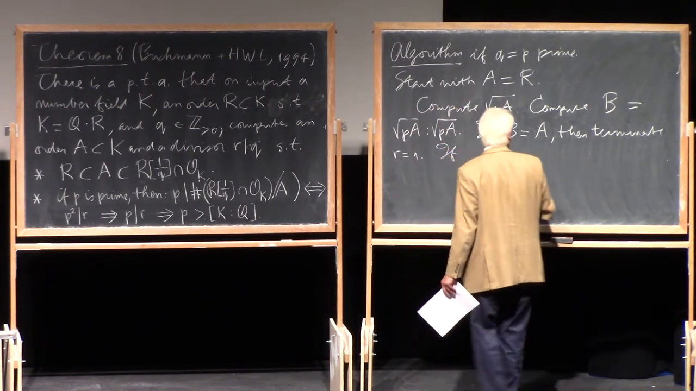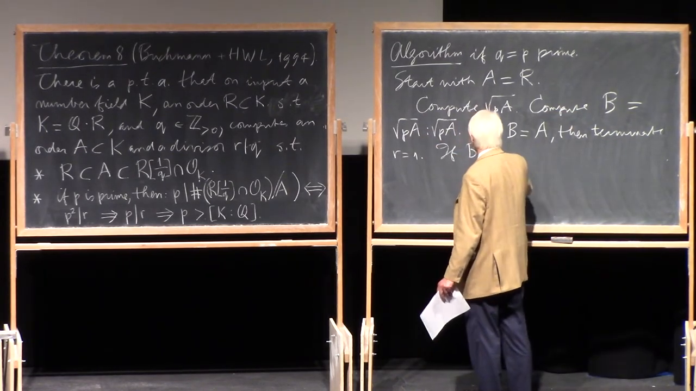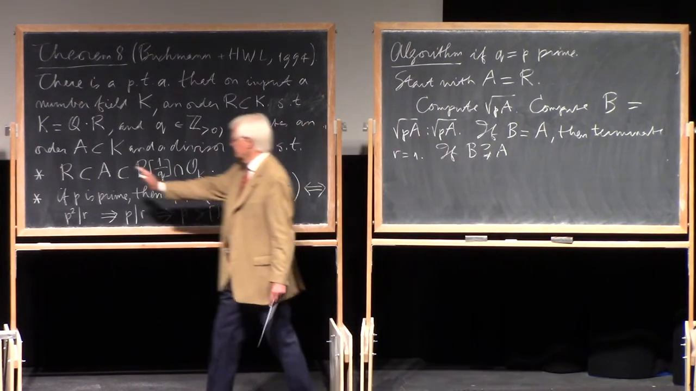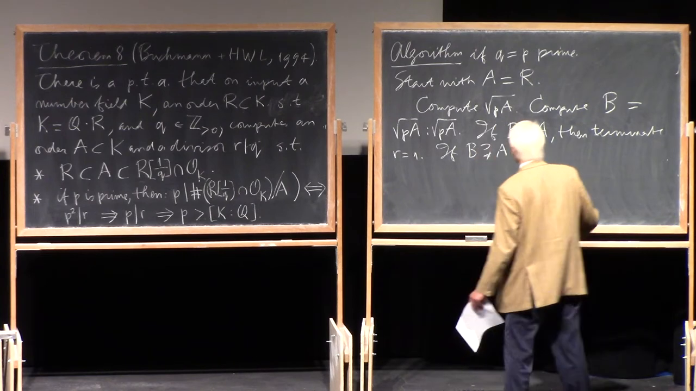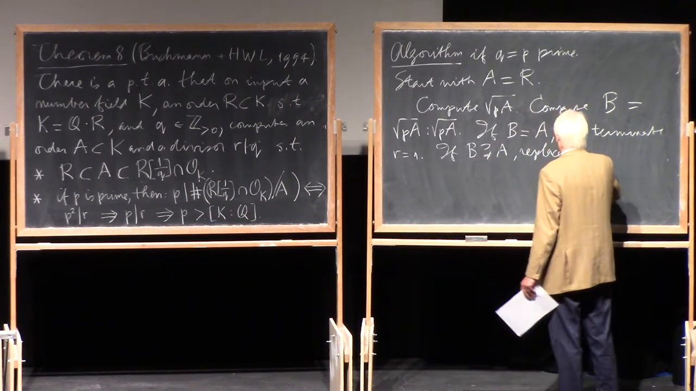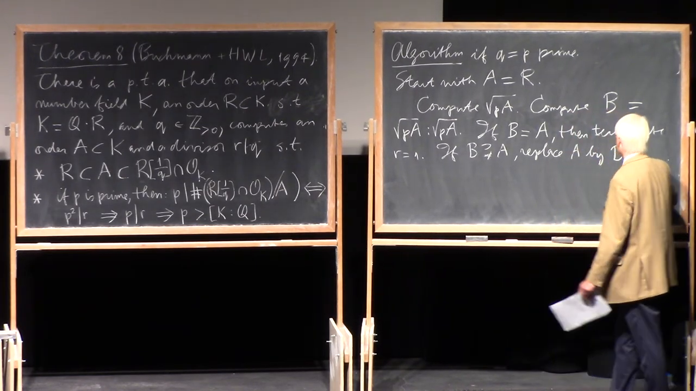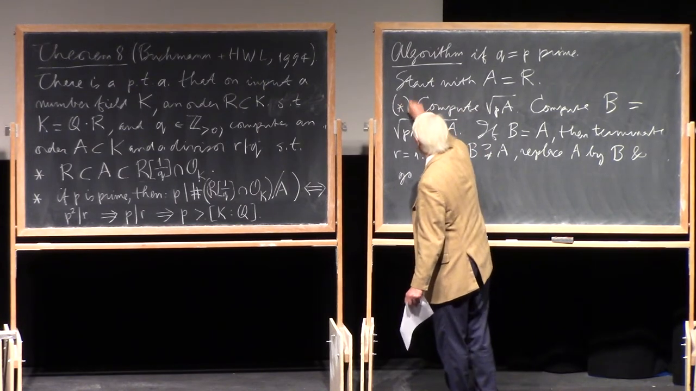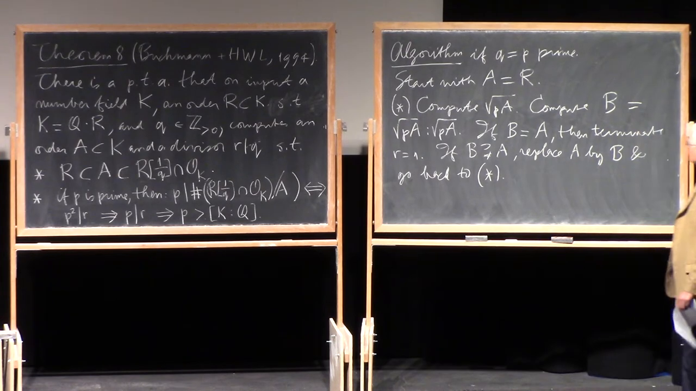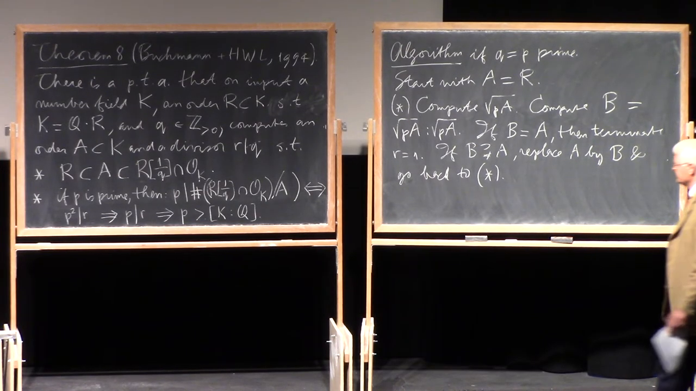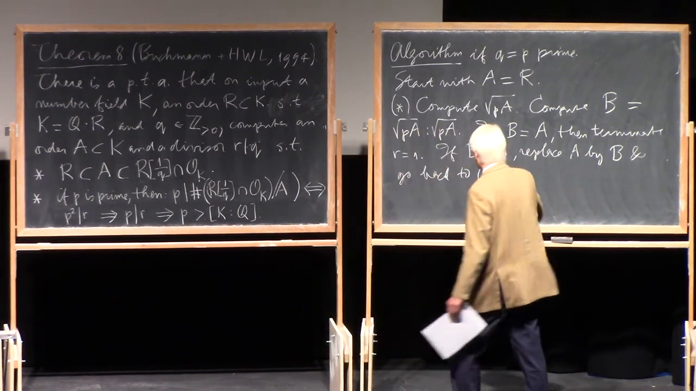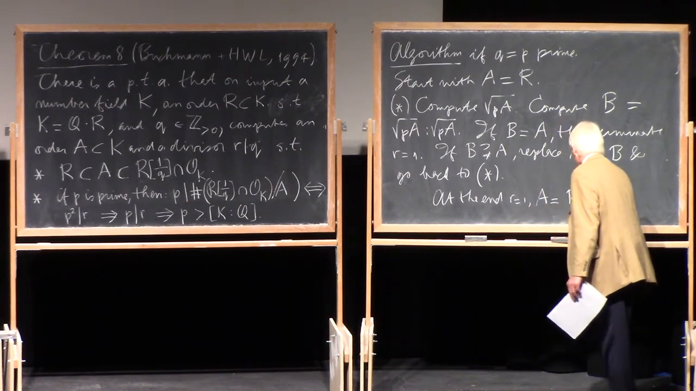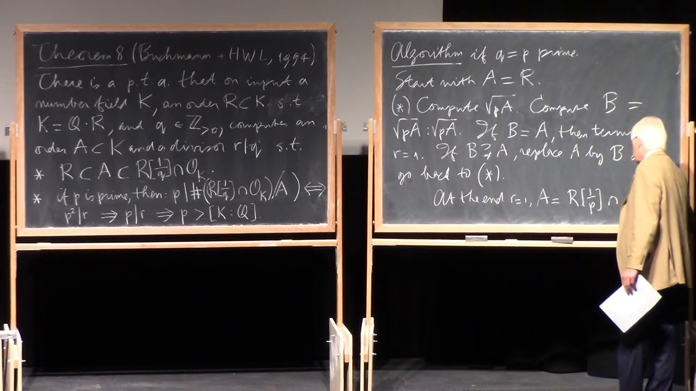And if B is not A, well, this certainly contains A, so then it is bigger than A, and the index will be some p power. So B is really sitting between A and the ring that I am computing. Then replace A by B, so that is my new A, and you go back to this part of the algorithm, and you continue. And that is a polynomial time algorithm that computes, so at the end, we do have, well, R equal 1, of course, and A is really the P piece, so to speak, of the ring of integers.